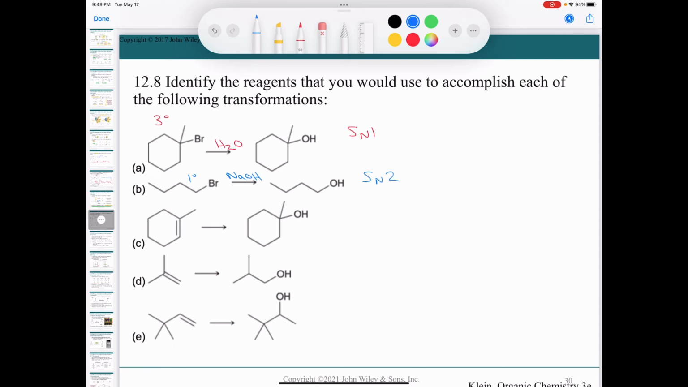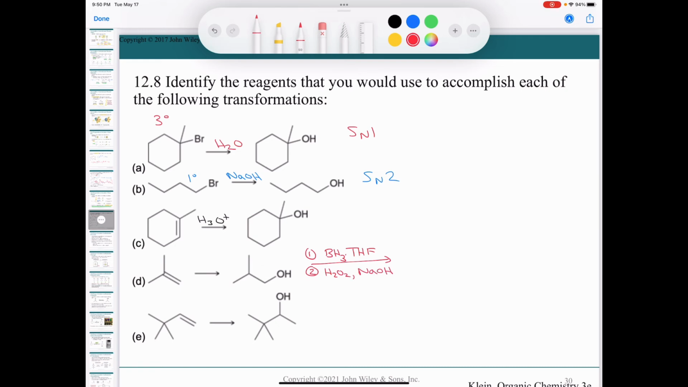In the next one, we're doing a Markovnikov addition of water across the double bond. There is no concern about carbocation rearrangements, and so we can just use H3O plus, which you can form from dilute sulfuric acid or dilute hydrochloric acid. The next reaction is an anti-Markovnikov addition of water across the double bond. And so for that, in the first step, we're going to need borane and THF. And then in the second step, we're going to need hydrogen peroxide and sodium hydroxide.